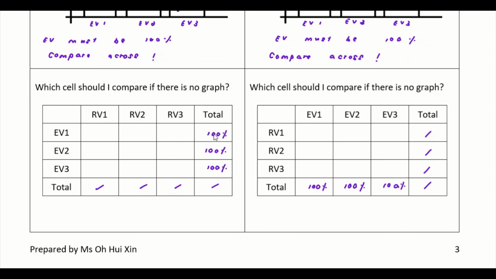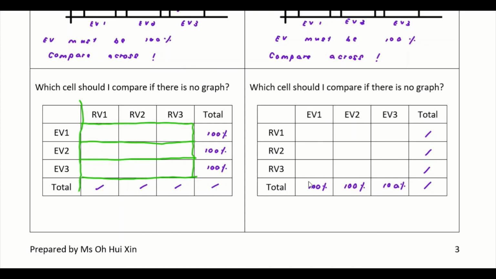This is your 100%, right? So if you are drawing your stack column graph, then it will look like this. So this is like 100%. Am I right? Then you will have these 3 columns. So each EV consisted of 1 column. So this is like 1 graph, 2 graph, and then 3 graph. So your axis is like here. Am I right?